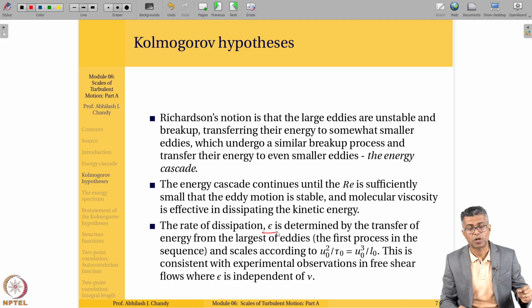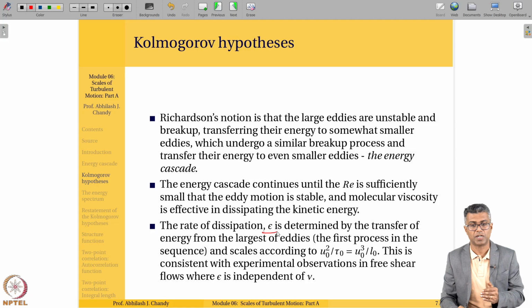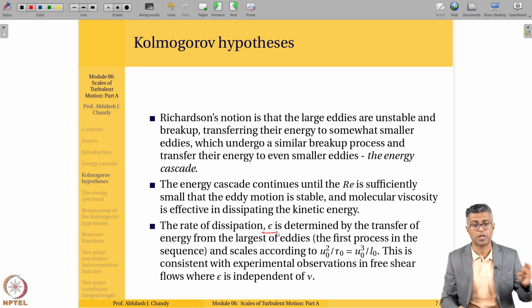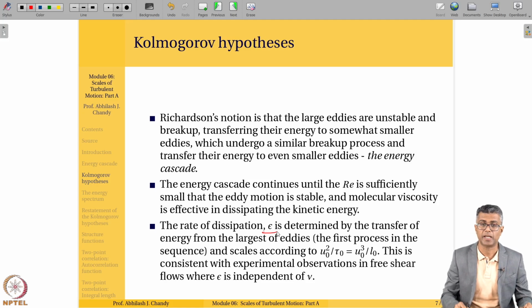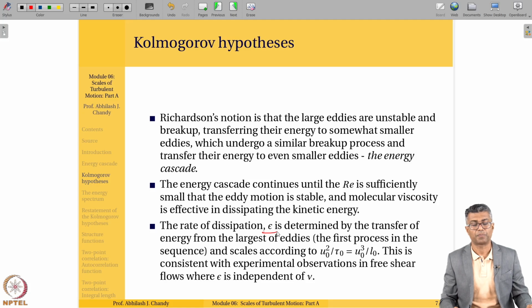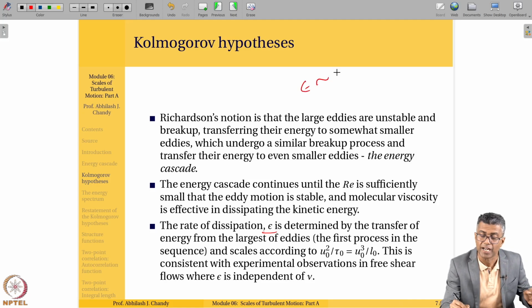The rate of dissipation epsilon is now determined by the transfer of energy from the largest eddies, because that is the first step in this energy cascade. What is the first step? The transfer of energy from the large scales to the small scales. And what we are saying is that the dissipation epsilon is determined by the transfer of energy from the largest eddies. And you would think that it scales according to the rate of change of kinetic energy, isn't it? So epsilon would be scaling according to the rate of change of kinetic energy.